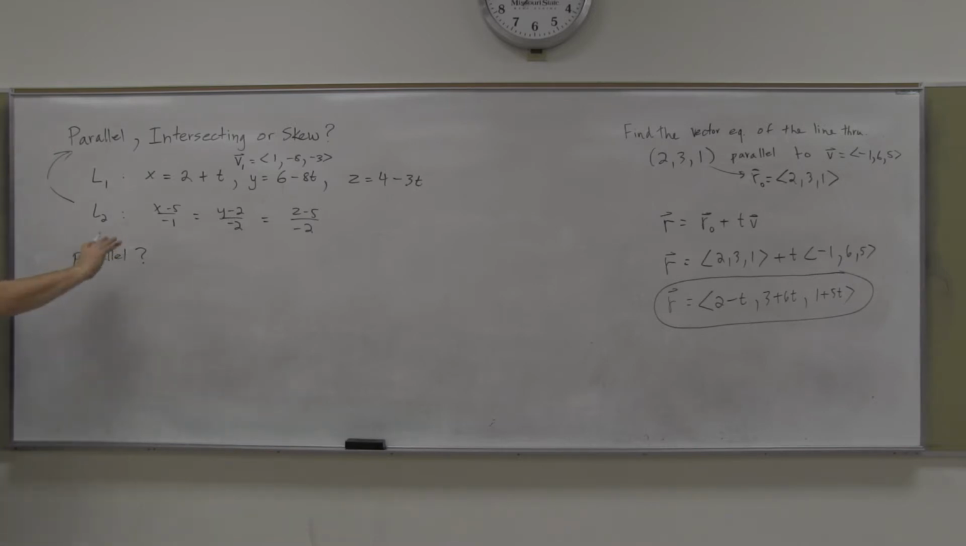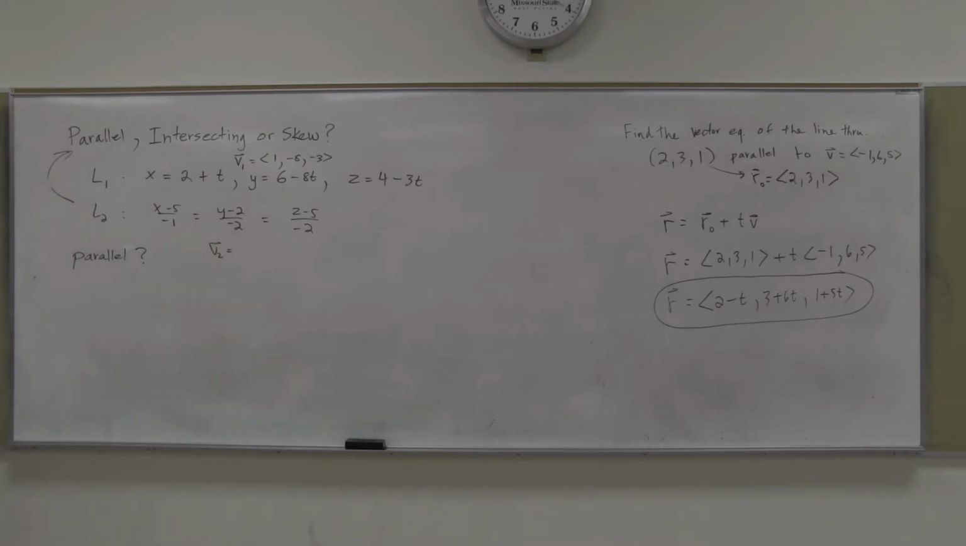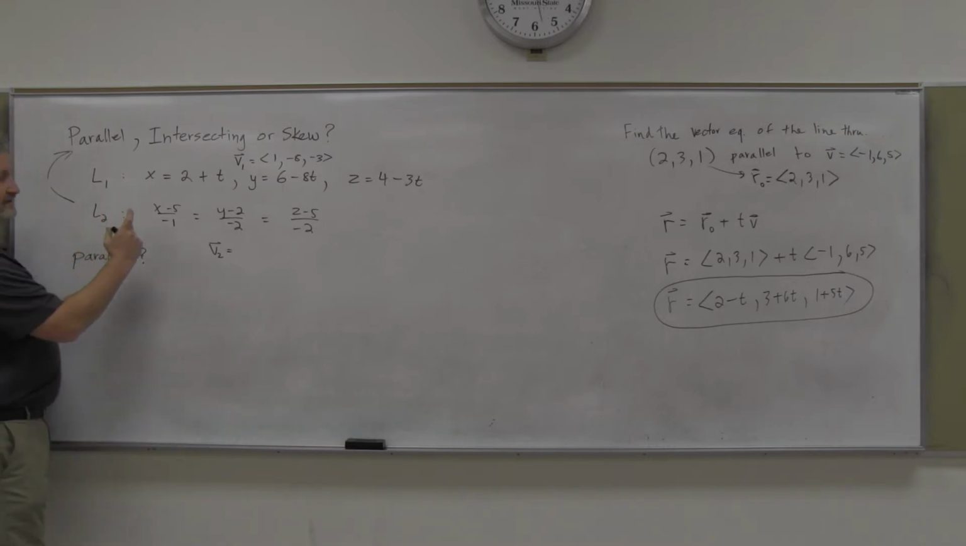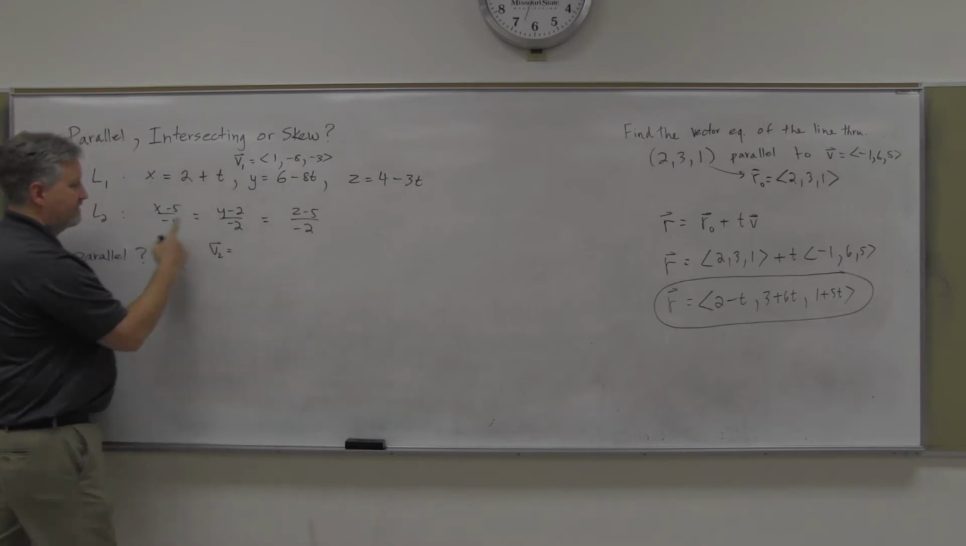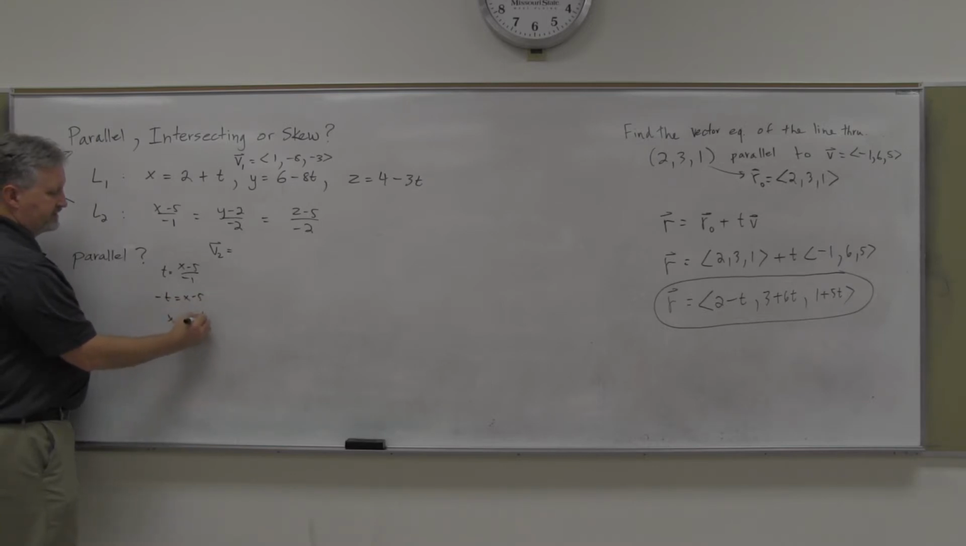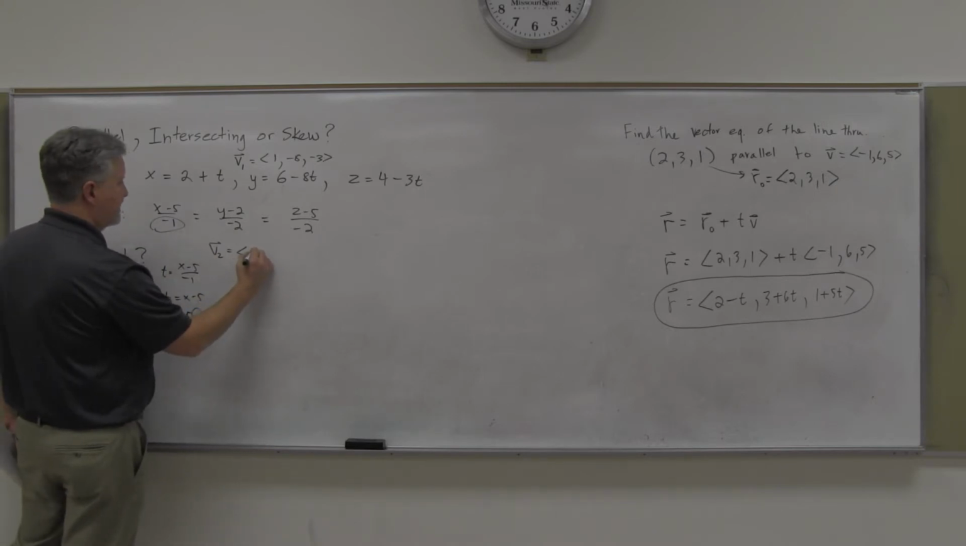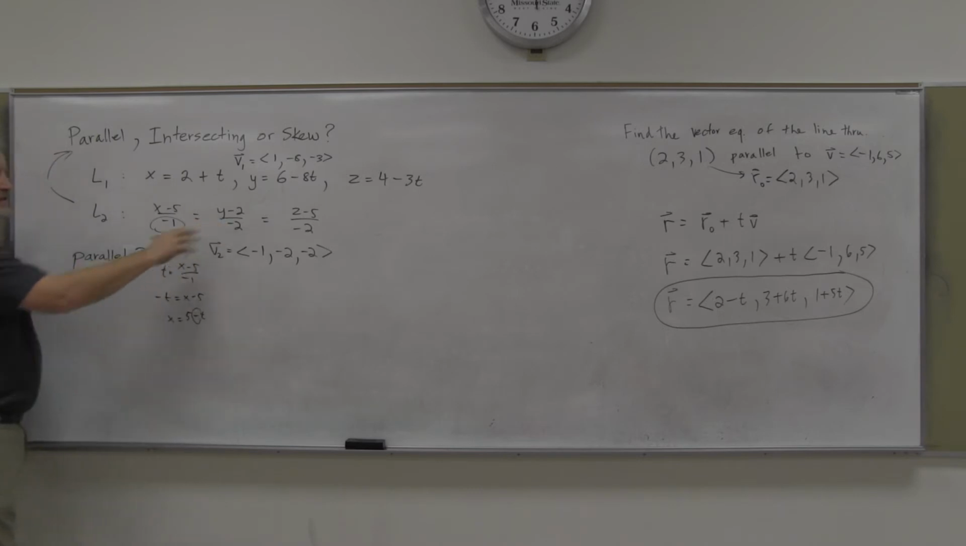Now this one's in a little different format here, so what's the vector here? Well, the vector components of this one would be the ones down here, wouldn't they? Because think about it again, t equals x minus 5 over negative 1, so that's going to be negative t equals x minus 5, x equals 5 minus t. And so the vector part of that is going to be the denominators. So v2, the direction vector, would be the denominators there.